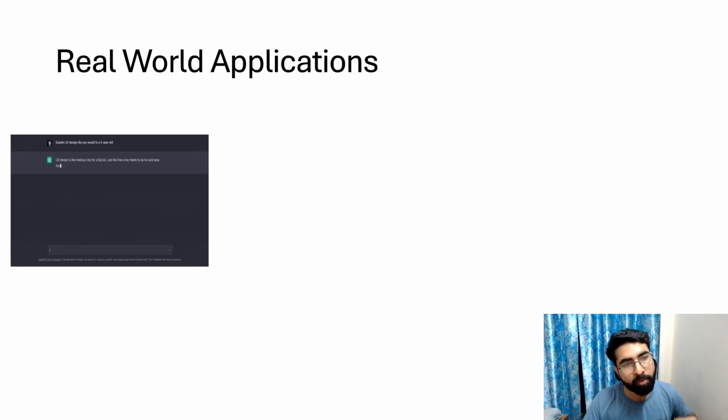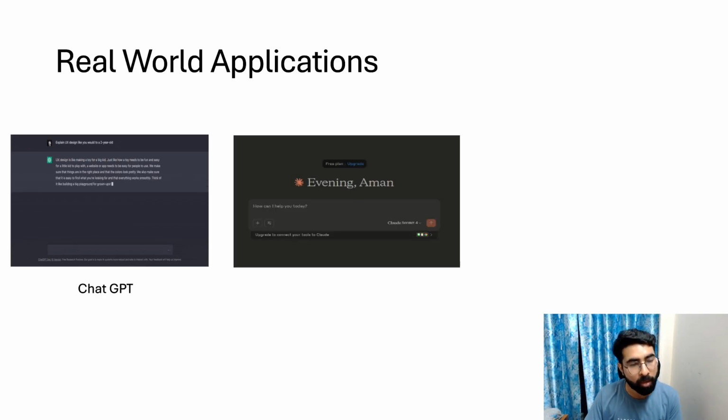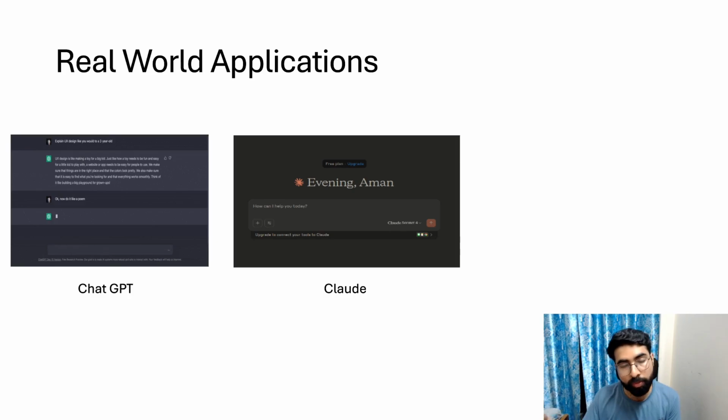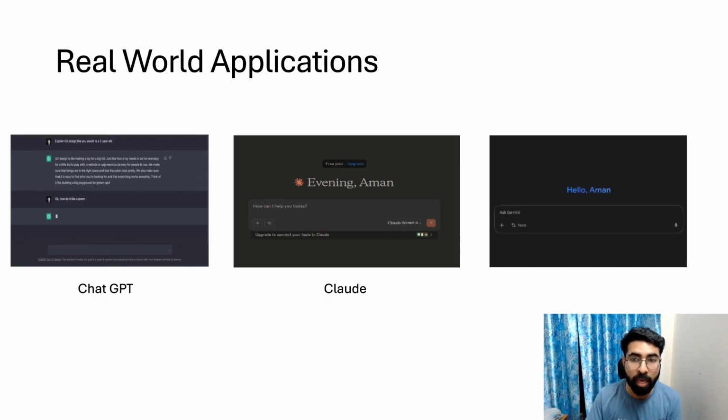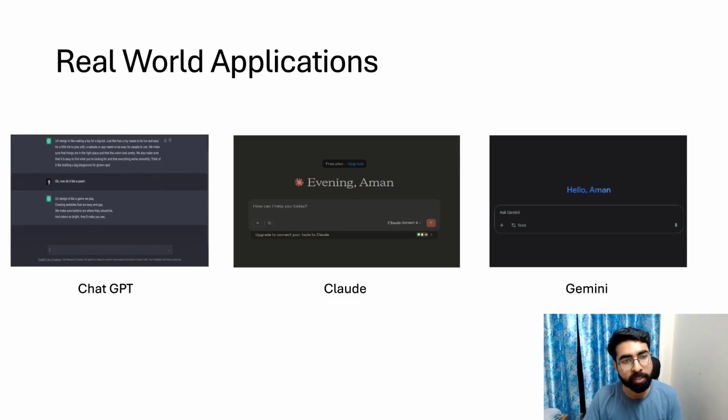Now some real world applications of LLMs. One is the most famous, ChatGPT. There are other very good performing LLMs, such as Claude, which is basically used for coding applications, and Google's Gemini, which is also very famous. These all three are top competitors of each other.